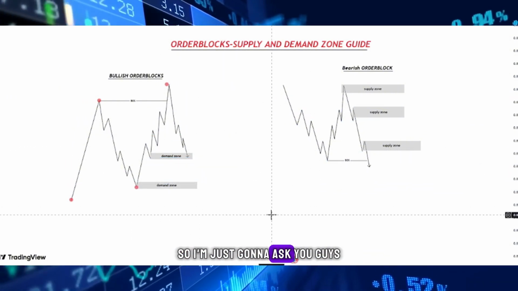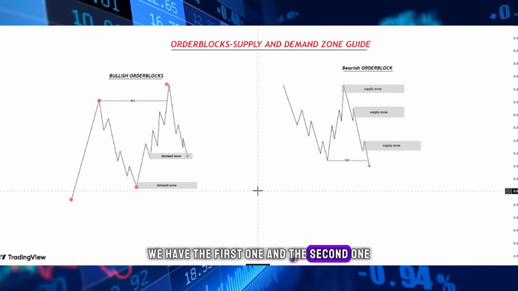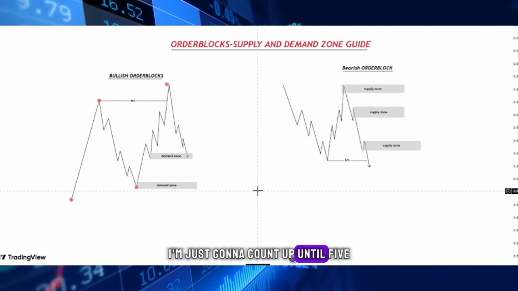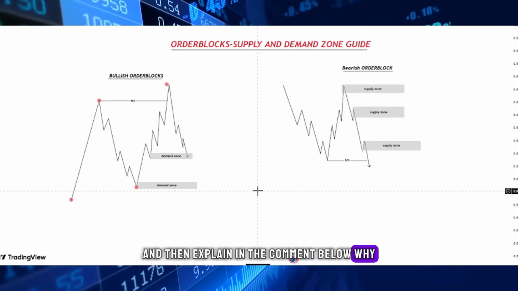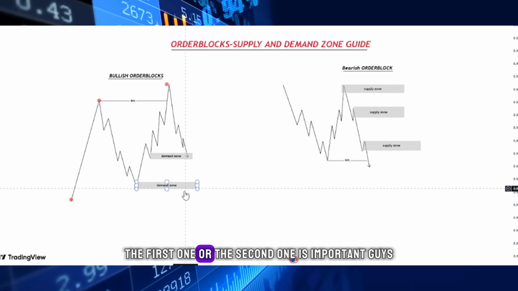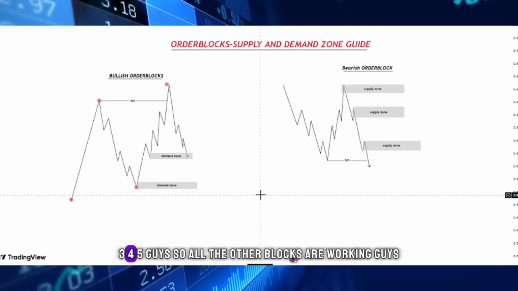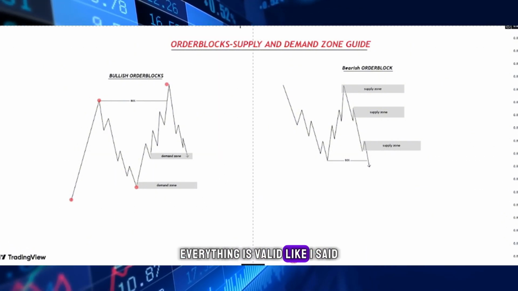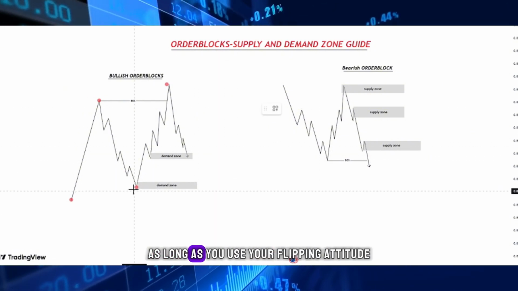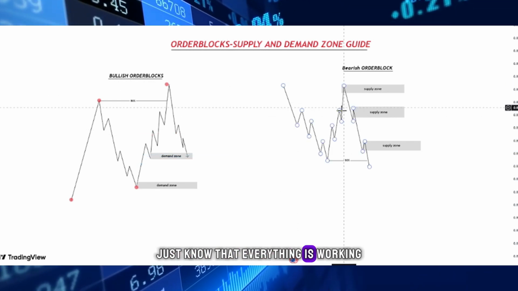So I'm just gonna ask you guys which order block is valid here. We have the first one and the second one. I'm just gonna count up until 5 and then explain in the comment below why you think that the first one or the second one is important, guys. So 1, 2, 3, 4, 5, guys. So all the order blocks are working, guys. Everything is valid. Like I said, as long as you use your Fibonacci tool from the low to the high, just know that everything is working.